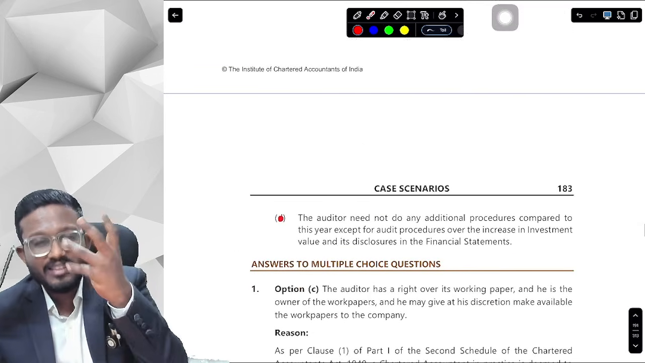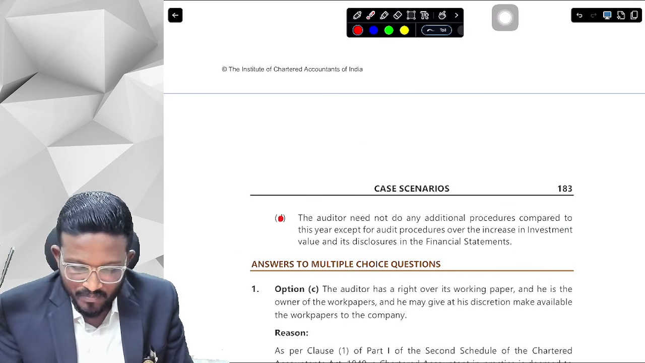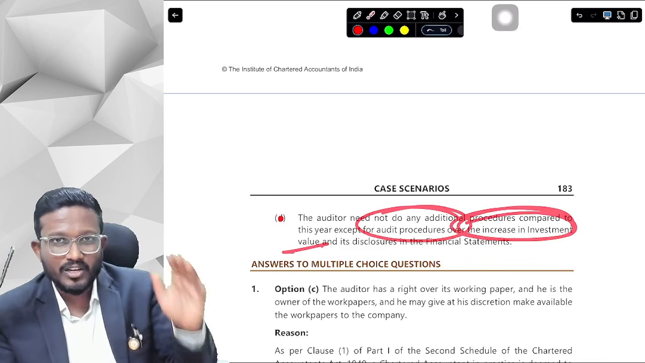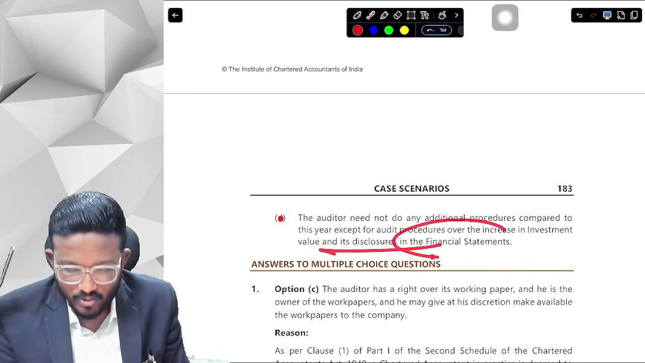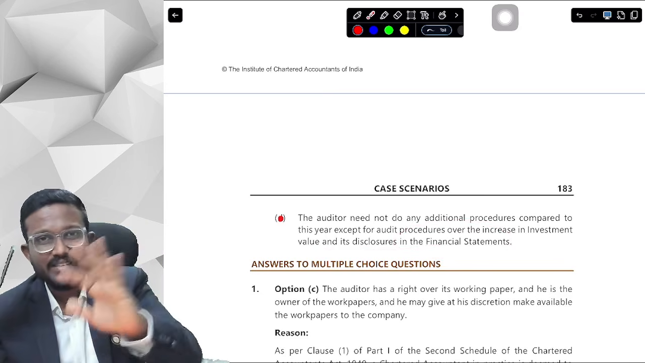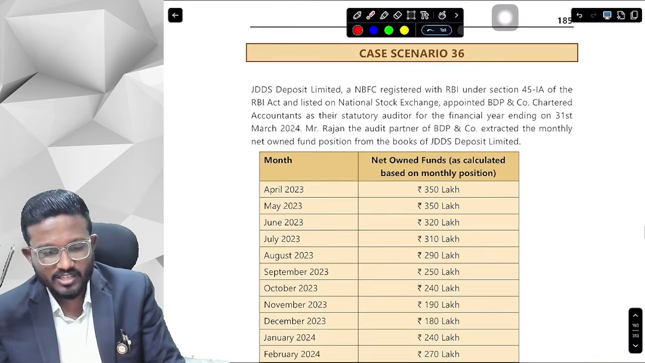So what we have to do in the current year, we need not do any additional procedures, we just need to perform audit procedures over the increase in investment value from 45% to 60% and its disclosure in the financial statements. Obviously we would have included that disclosure in the financial statements, that it is increased from 45% to 60%. We just need to perform our procedures on those disclosures only.